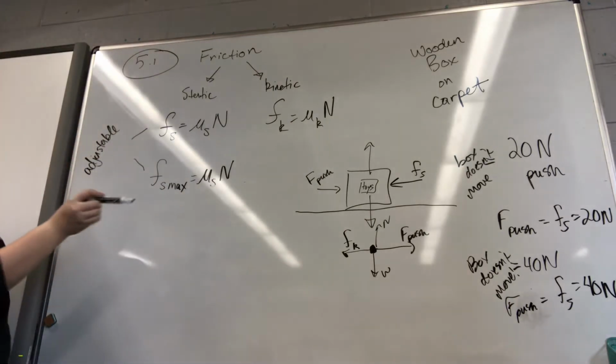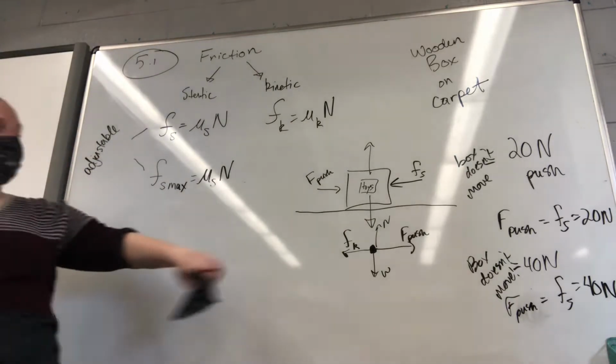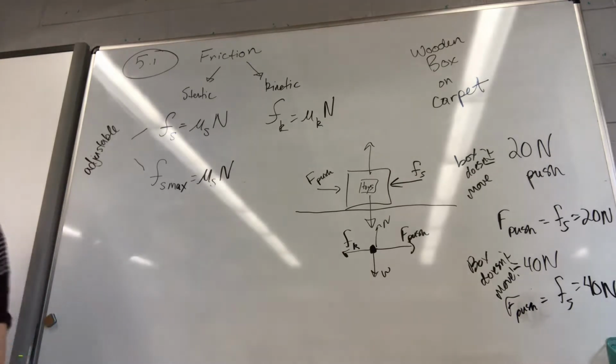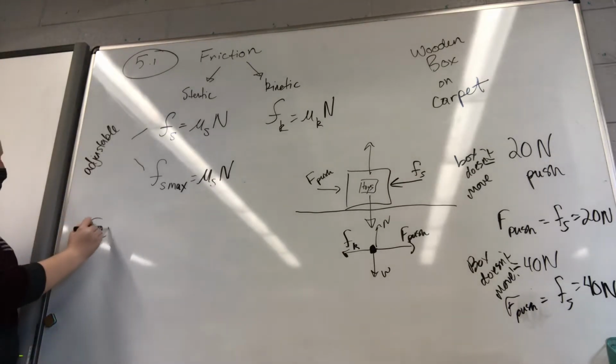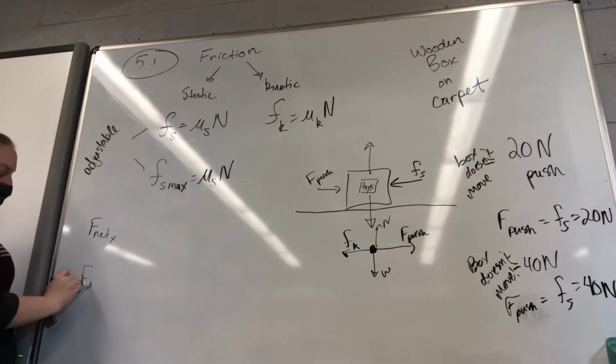All right. So when we see our free body diagrams like this, remember that one of the things we need to be able to do is write out scenarios that say F net X, F net Y.